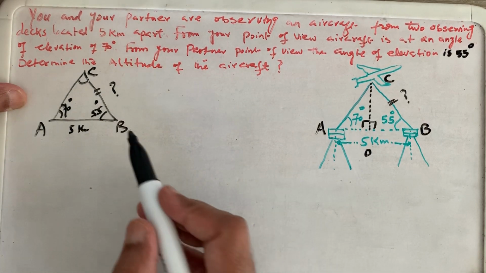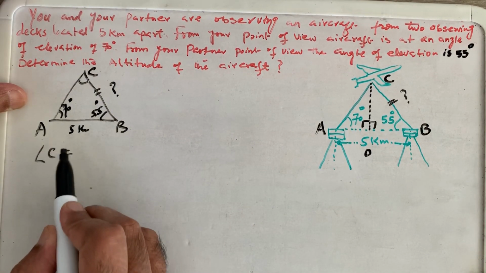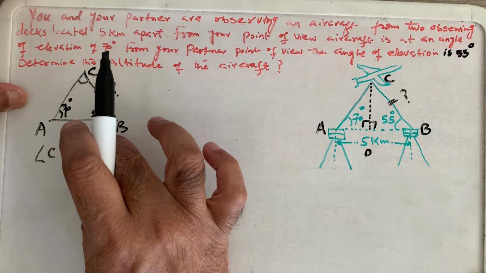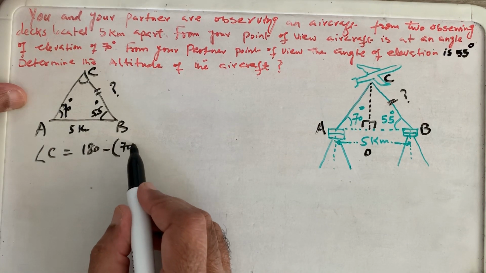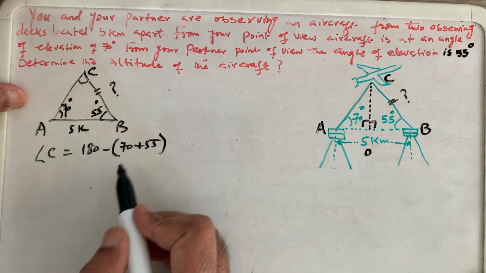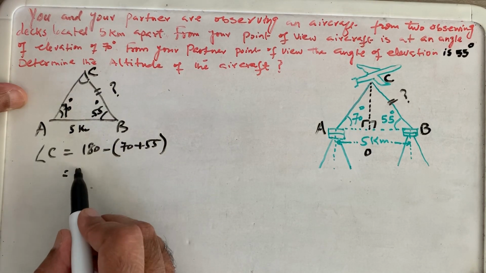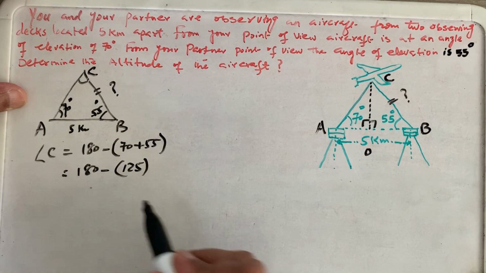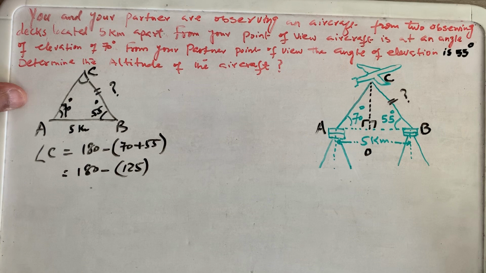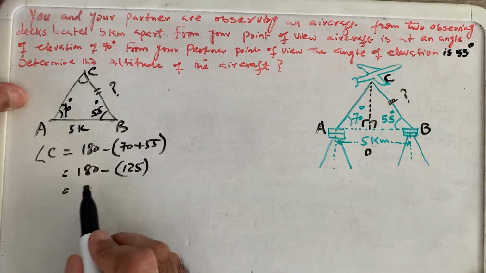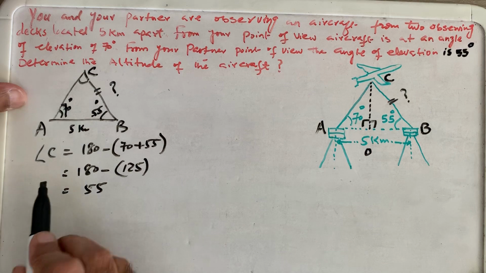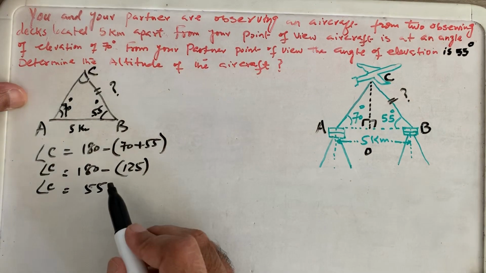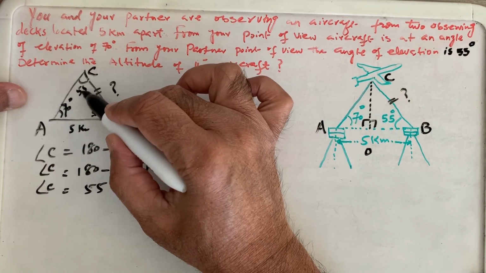So what will be the angle C? Angle C will be equal to, using the property of a triangle, 180 minus the sum of the two angles, 70 plus 55. So 180 minus 125. So 180 minus 125 is 55. So angle C is also 55. So now we have this angle as well.